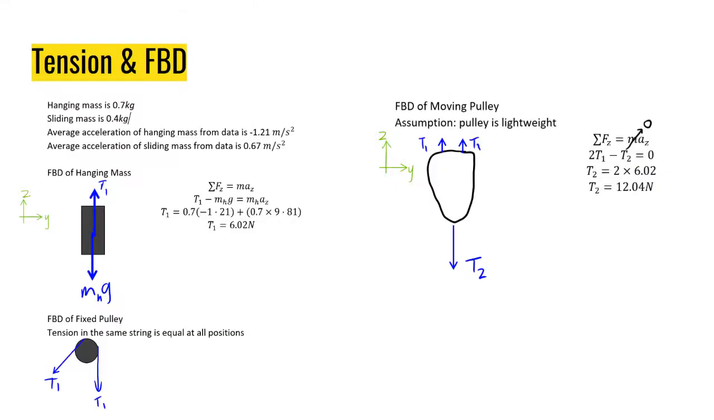The tension force on the cart can be found by looking at the free body diagram of the hanging mass. The only forces acting on this mass are the weight force and the tension force. As the weight force and the average acceleration are known, we can calculate the tension force, represented as T1, to be 6.02 newtons, and we assume this to be equal throughout the whole cable. Therefore, looking at the free body diagram of the moving pulley, we can see that the tension force from the string holding the sliding mass, represented as T2, is twice that of the tension force in the string holding the hanging mass, which is T1. Hence, T2 is 12.04 newtons.